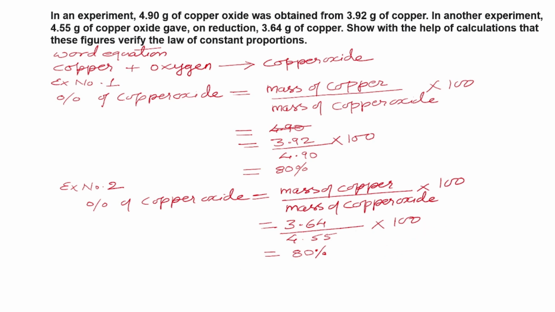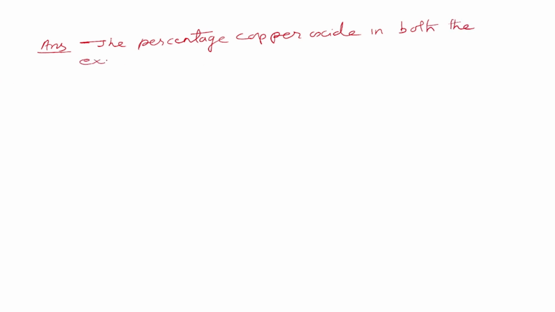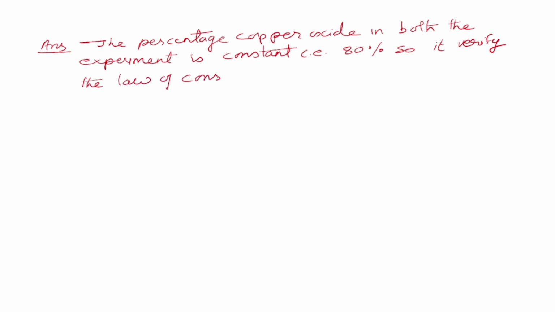So what are we going to write in the answer? The percentage of copper oxide in both the experiments is constant. That is 80%. It's constant. So it verifies the law of constant proportion.